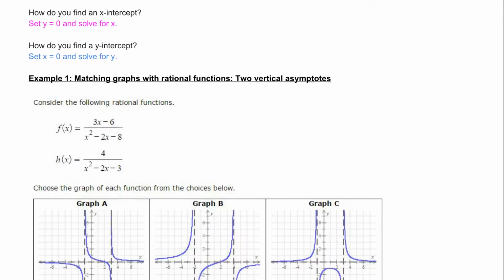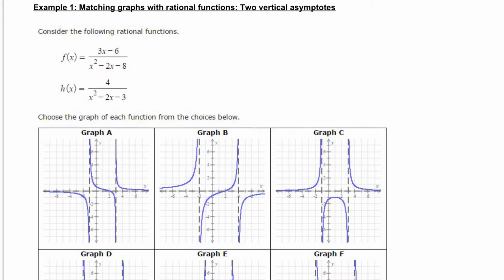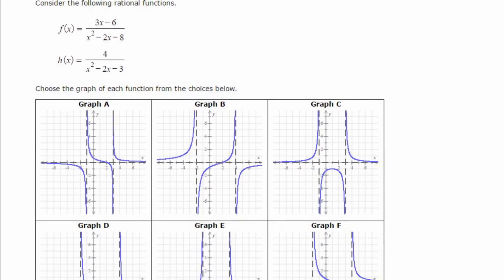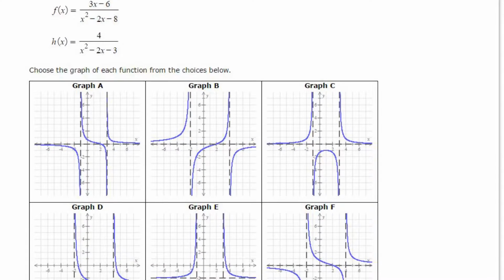So let's take a look at example 1, where we're going to match graphs of rational functions. So we are going to consider two rational functions, these two right here, f of x and h of x. And what we want to do is match them with the graphs below. So I'm going to move this up just a little bit more. All right, that should be good.